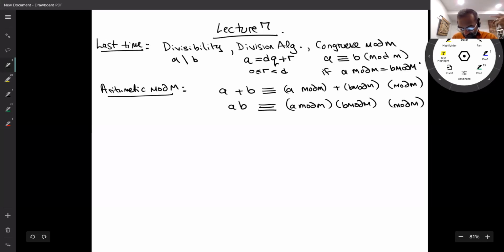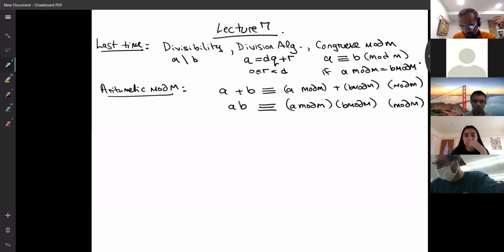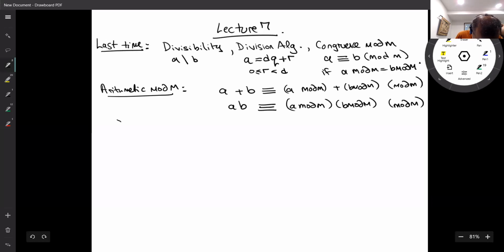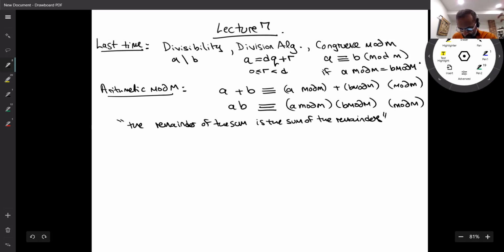Now, this is just a rephrasal of the properties that we proved at the end of the last lecture. Some people might find this easier to understand. And in English, what this is saying is that the remainder modulo m of the sum of two numbers, the remainder of the sum is the sum of the remainders. And similarly for the product, that's what this is saying conceptually. So that's a quick review of what we did last time.